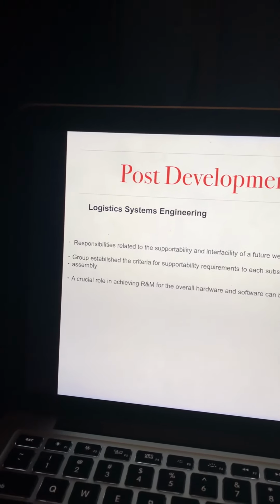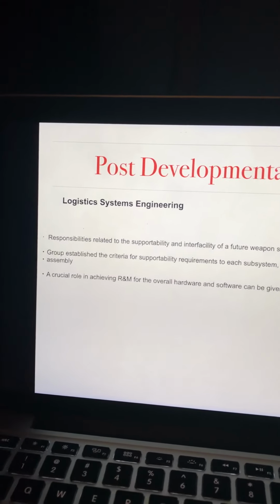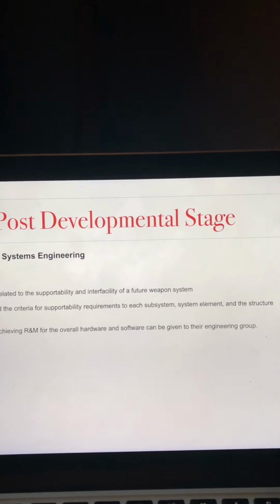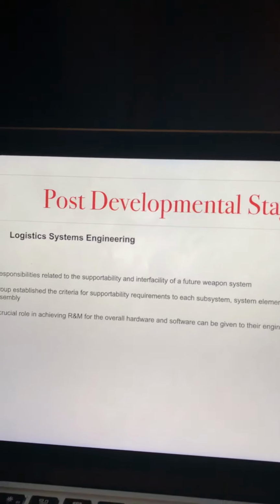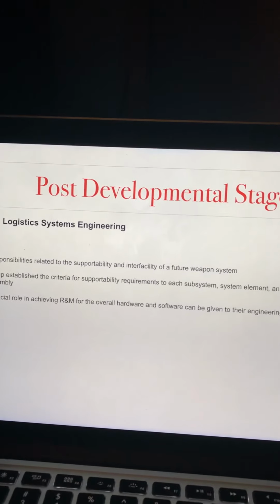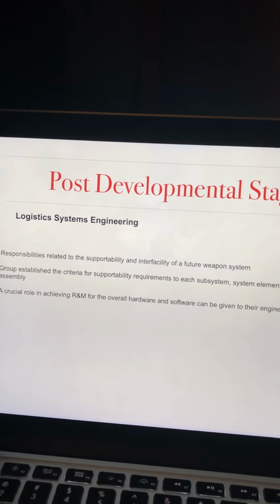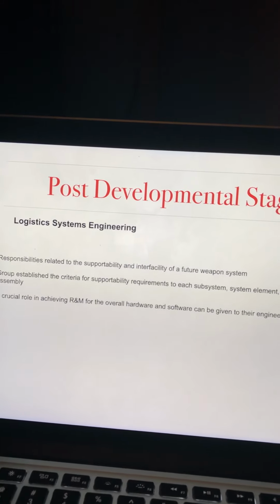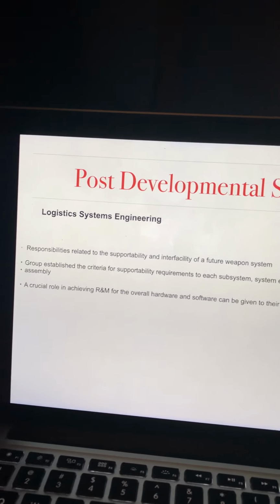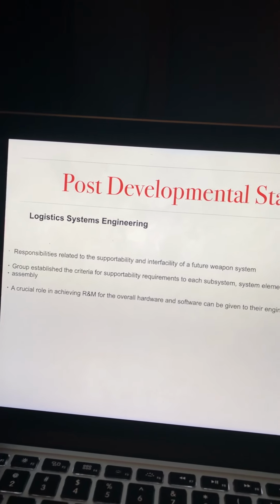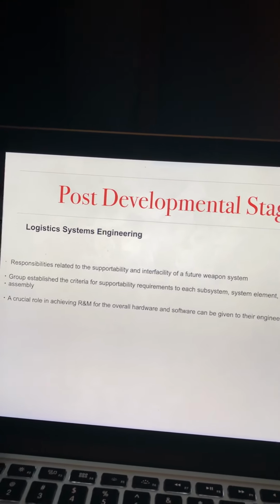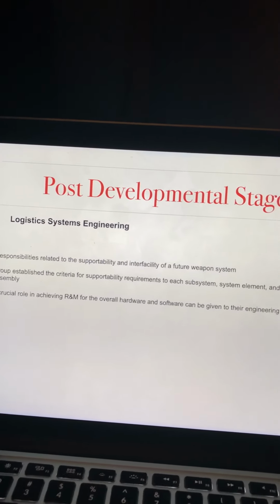It's also important that the logistics systems engineering group established the criteria for supportability and requirements for each subsystem, system element, and structure assembly. They also published a design criterion based on lessons learned from similar equipment, and made sure supportability was met for all the specifications, and established a detailed growth test for all the different pieces of equipment. I wanted to mention that they also very closely monitored the progress of the subcontractors within this contractor and the vendor design, and post-developmental testing.